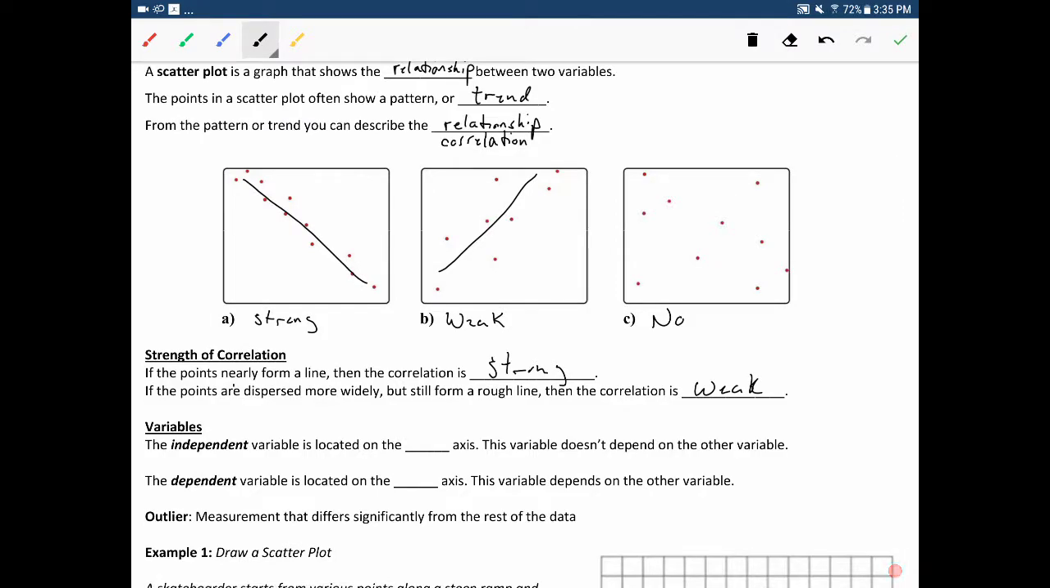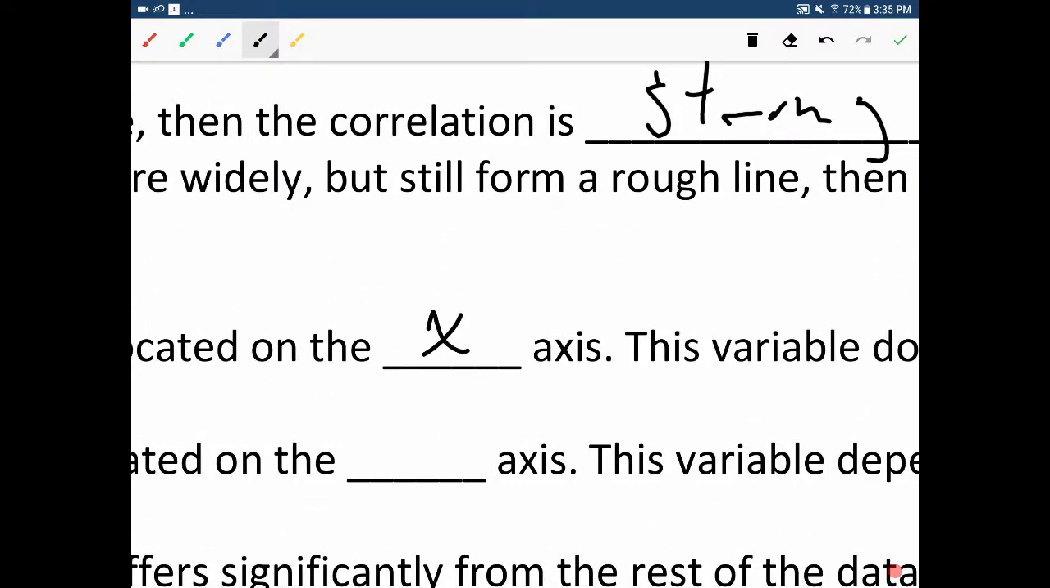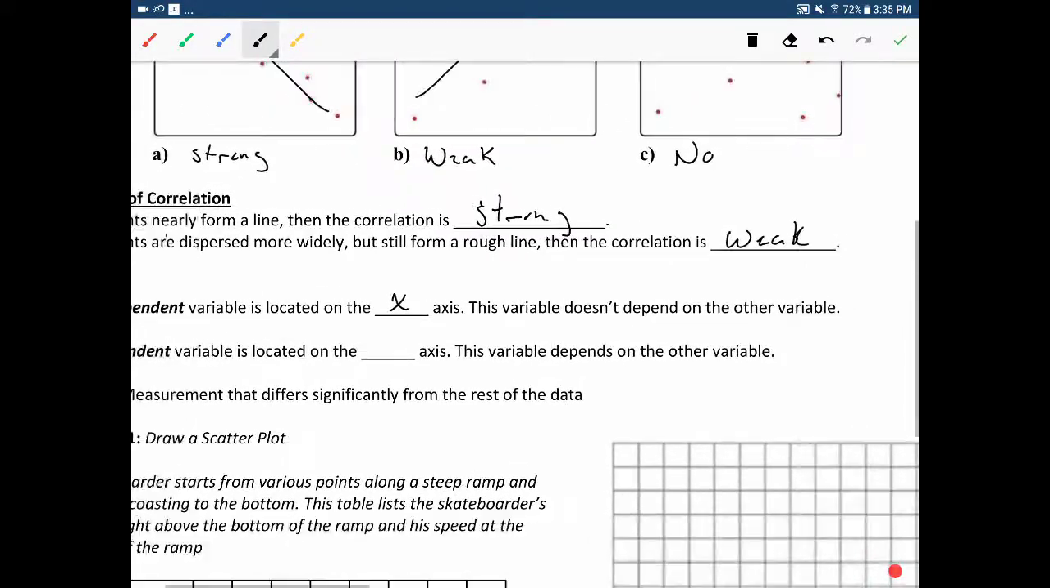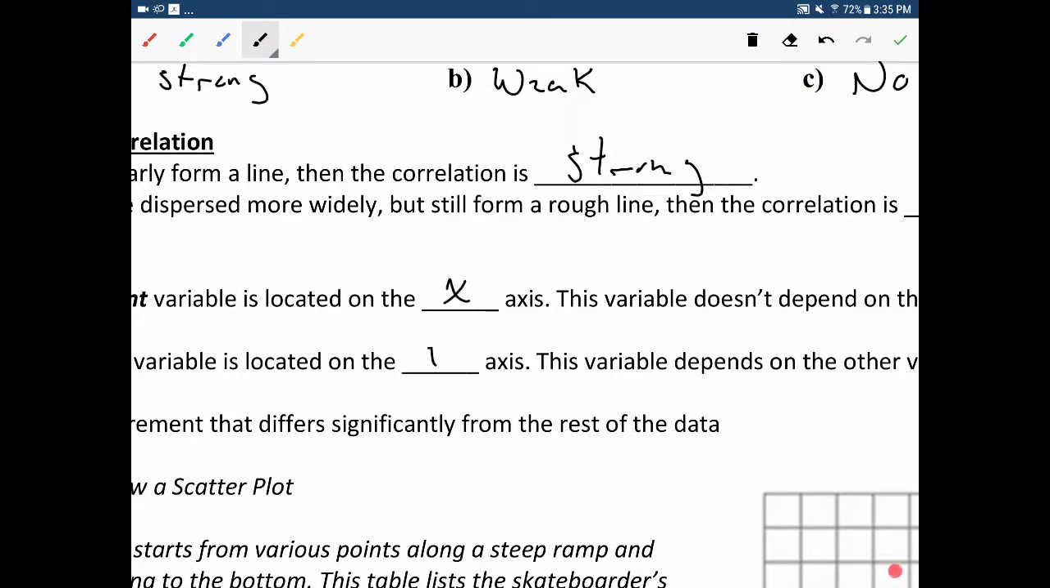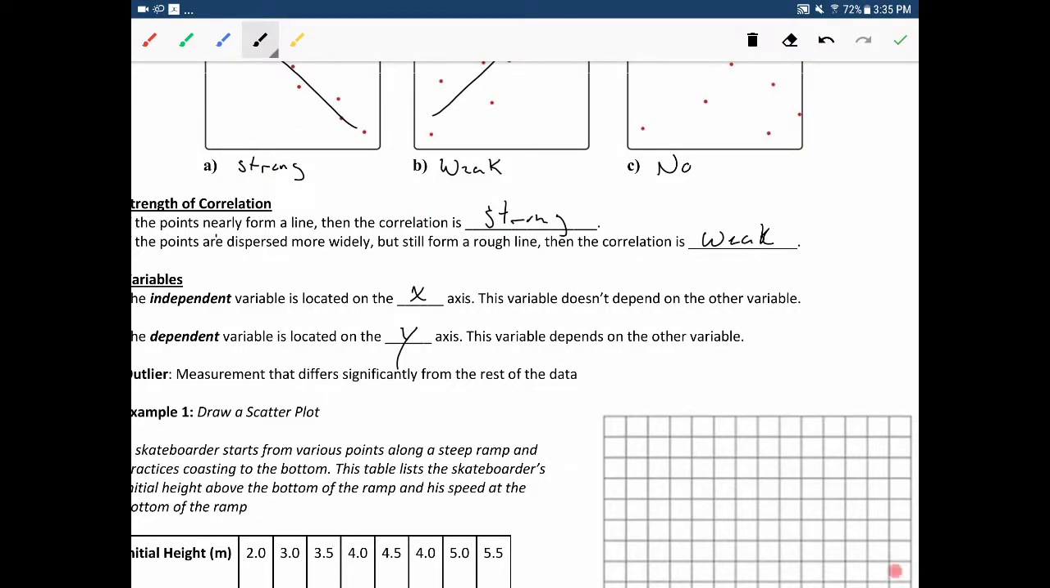So the independent variable is located on the x-axis, and that's always true. This variable doesn't depend on the other one. It's what determines the other one. The x-axis is always what determines the other one. It causes the other one to change. The other one we call the dependent variable, the y-axis, and that's because what that value is depends on what x value we're using.